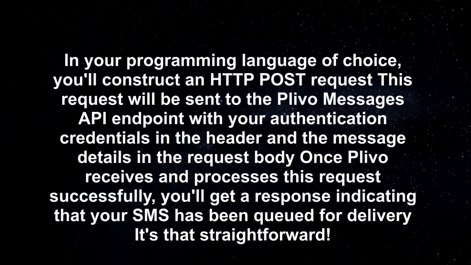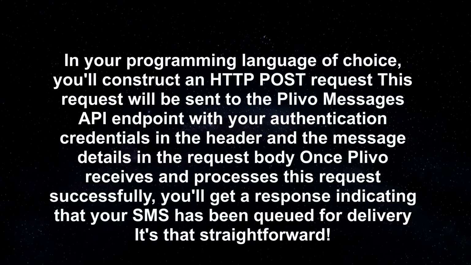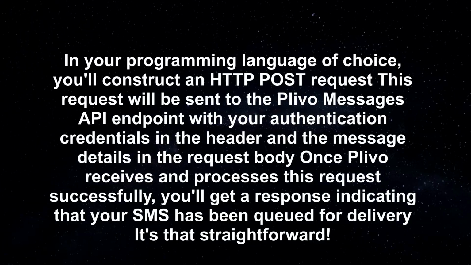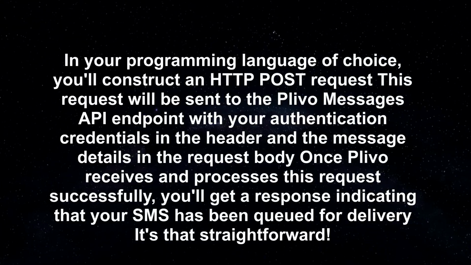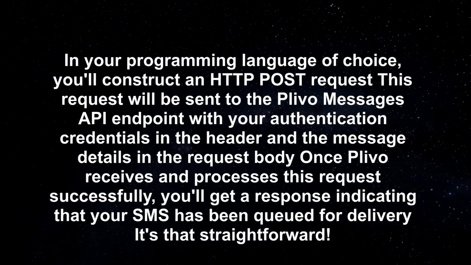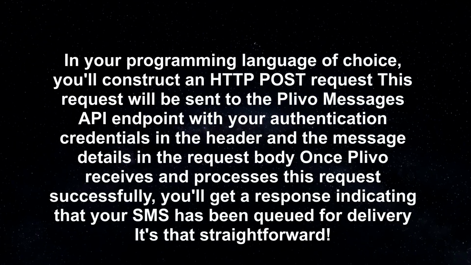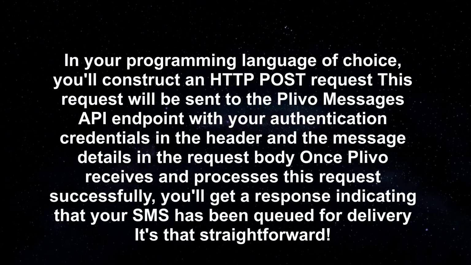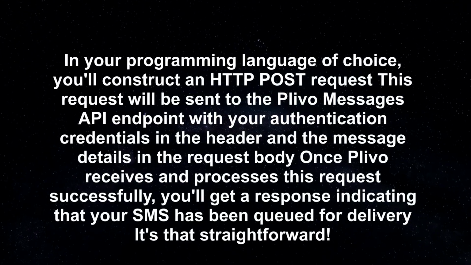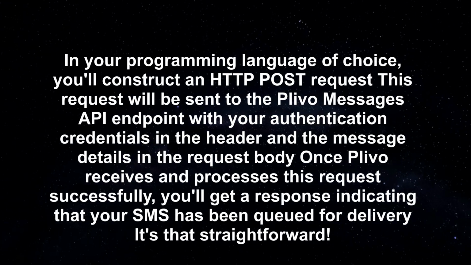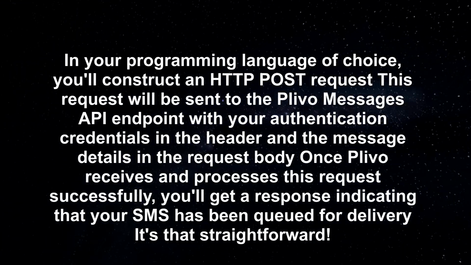In your programming language of choice, you'll construct an HTTP POST request. This request will be sent to the Plivo Messages API Endpoint with your authentication credentials in the header and the message details in the request body. Once Plivo receives and processes this request successfully, you'll get a response indicating that your SMS has been queued for delivery. It's that straightforward.